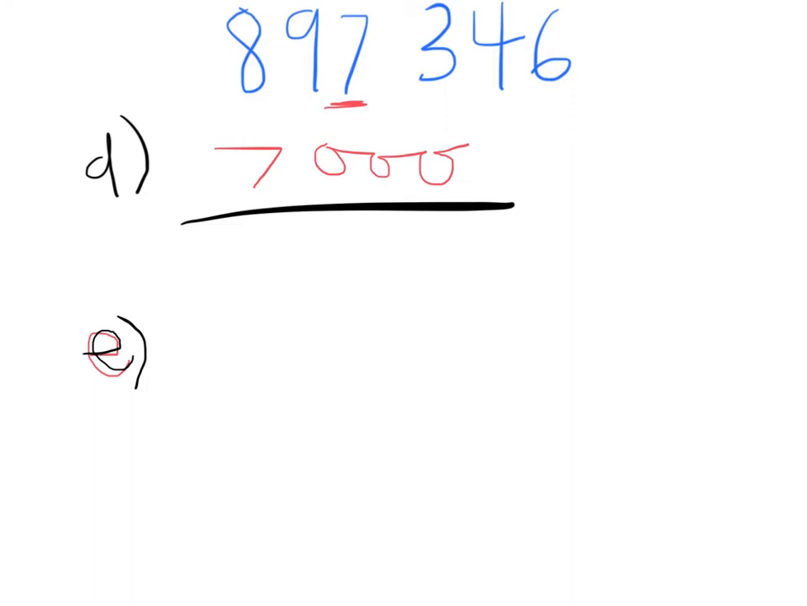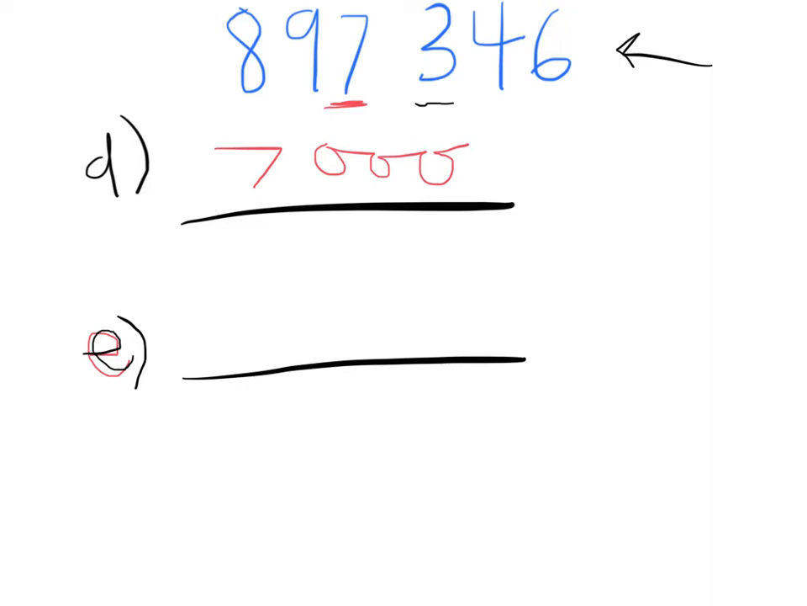I want you to tell me how many hundreds are in this number. How many hundreds are in this number? Okay? Don't be tricked. The answer's not 3. How many hundreds are in this number? Okay, pause me and have a go. In total, how many are hundreds?